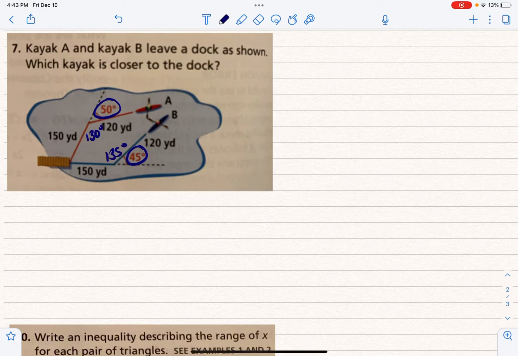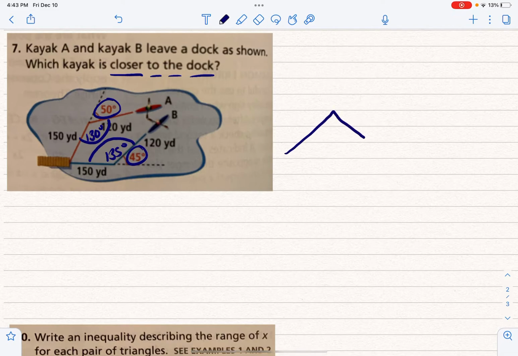Okay, because in both cases, you've got a kayak that went 150 yards and then took a little bit of a turn and then did another 120 yards. And the question is, which one is closer to the dock, right? Well, whoever went the straightest away from the dock the whole time is going to be the one that's further away. And because this angle right here is bigger than this angle right here, then he went further away from the dock.